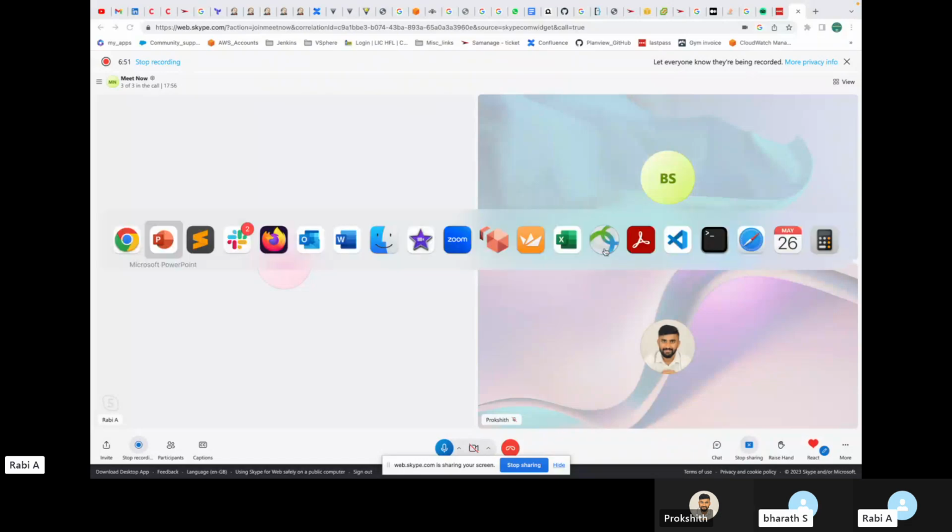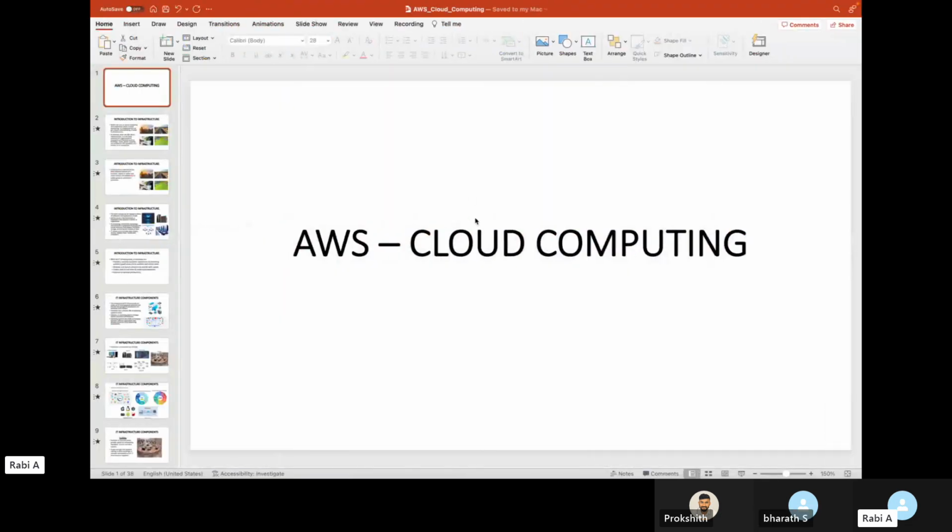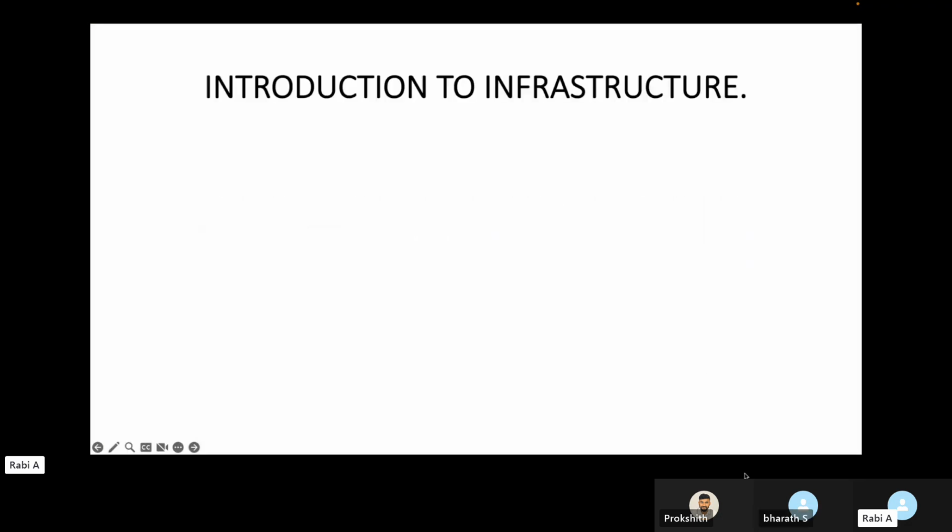Now, before I start off, the first thing we're going to do is look at an introduction to infrastructure. Before I start off with the infrastructure, I want to understand what your perspective is, or what your understanding is, when we say infrastructure. Any idea or no idea? No idea. Yeah, same here. No problem.